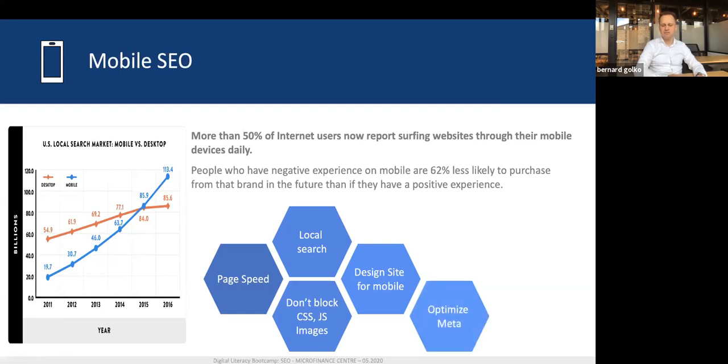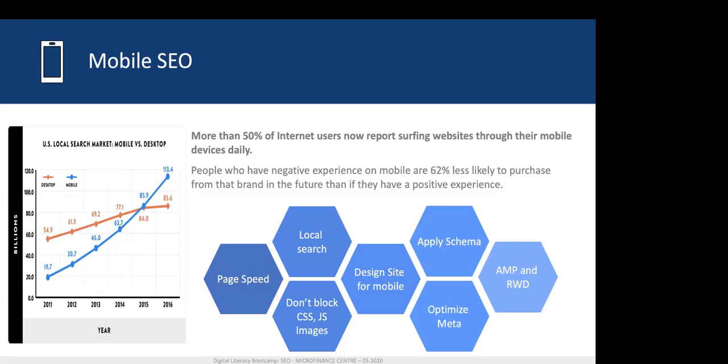Optimize metadata on your website and apply schema. Apply information that can be visible on this business card of yours on the SERP, search engine result pages. Last but not least, get familiar with AMP, accelerated mobile pages, and with responsive web design. Too many pages are still built in the old technology and are not scaling for mobile.